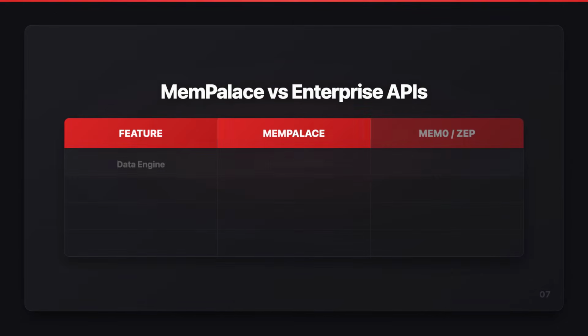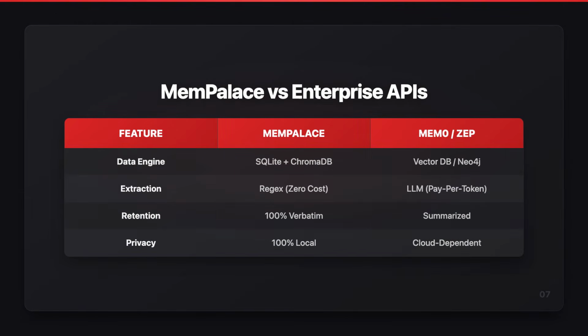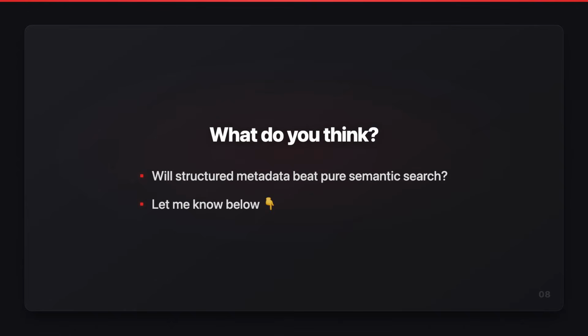MemPalace is certainly not magic, and you do have to maintain your taxonomy manually. But it is undeniable proof that structural metadata filtering layered over a local database can compete with, and potentially beat, pure, unorganized semantic vector search. Structure wins.